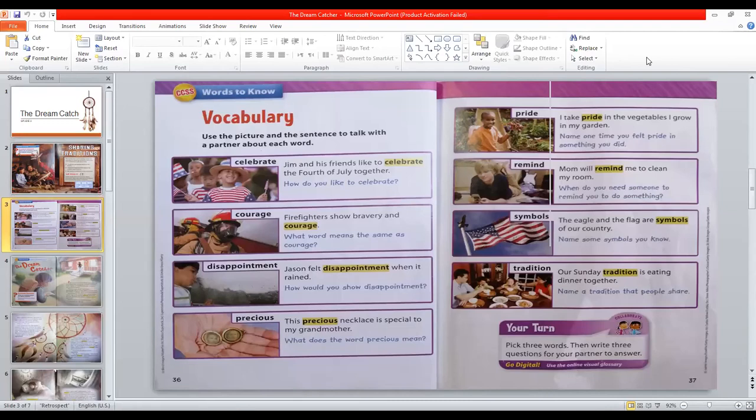The first word is celebrate. Repeat after me: celebrate. Everyone, say the word celebrate. Okay. Reem, can you read the sentence? Read the sentence. Jim and his friends like to celebrate.